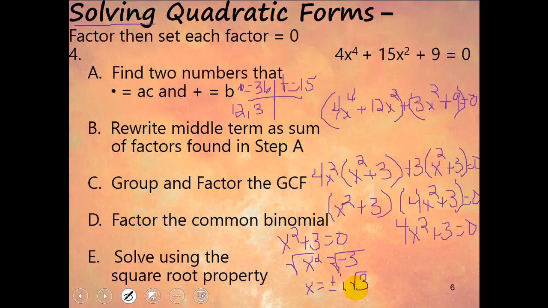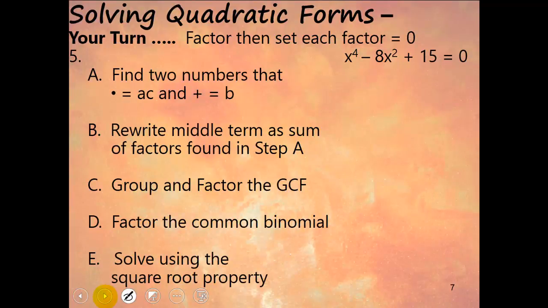Right, and then for this one, I get 4x squared equals negative 3, x squared equals negative 3/4, and then I get x equals plus or minus i root 3 over 2, because 4 is a perfect square. So those are all my solutions, and they are all imaginary.